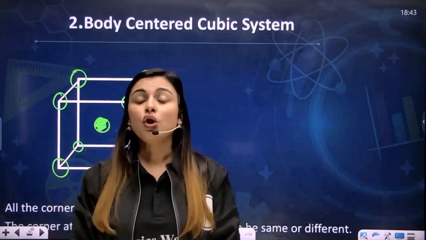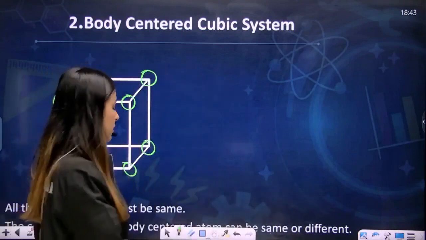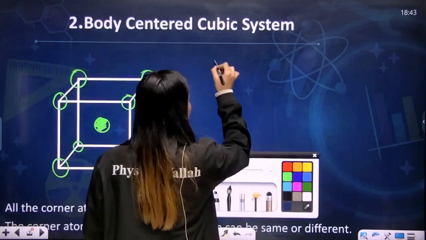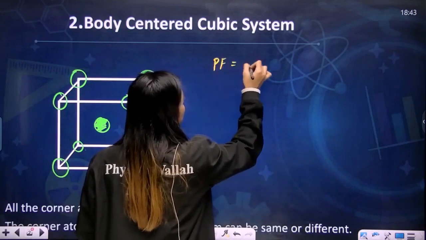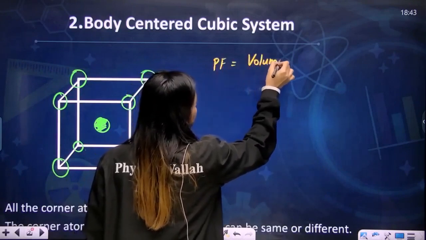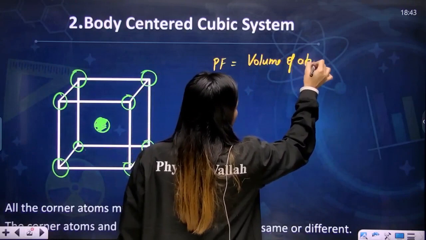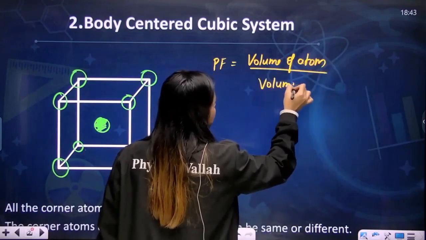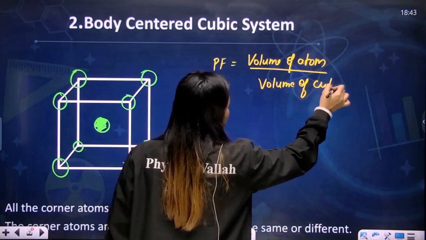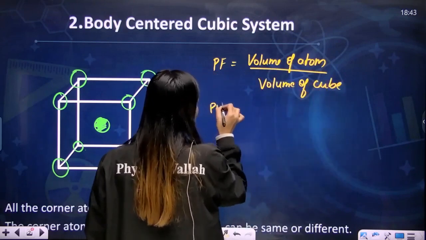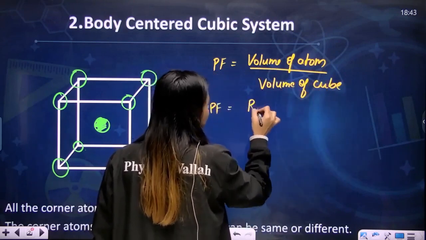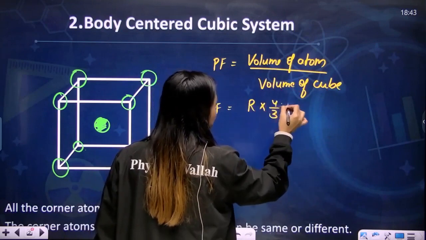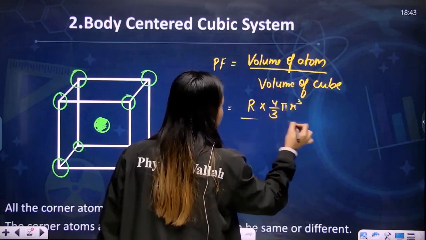So if we talk about the packing fraction, in the previous class, we said that packing fraction is the volume of atoms divided by the volume of cube. And the formula that we derived was packing fraction is equal to rank into 4 by 3 pi r cube upon a cube.